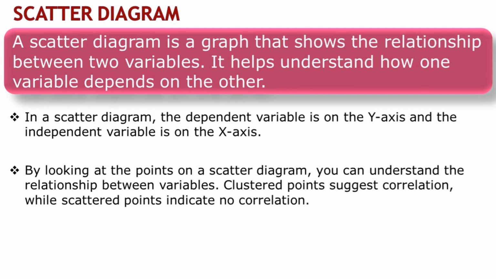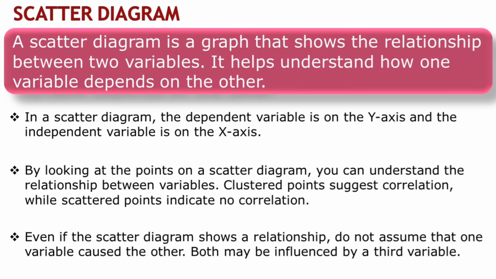Clustered points suggest correlation, meaning that the variables have a connection. On the other hand, scattered points indicate no correlation, suggesting that the variables may not have a clear relationship. However, even if the scatter diagram shows a relationship, we must not assume that one variable caused the other. Both variables could be influenced by a third unseen variable. And that's the essence of scatter diagram, a valuable tool to help us visualize and comprehend the relationships between variables.